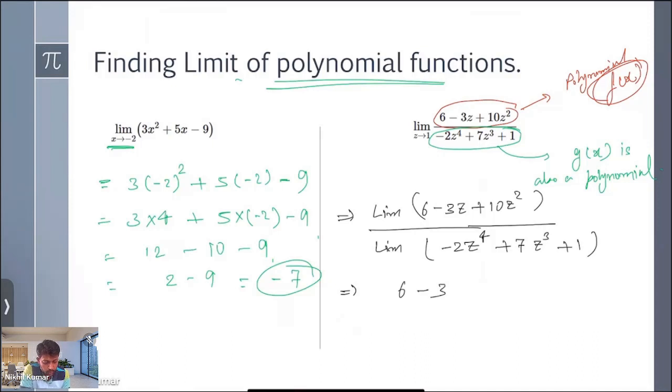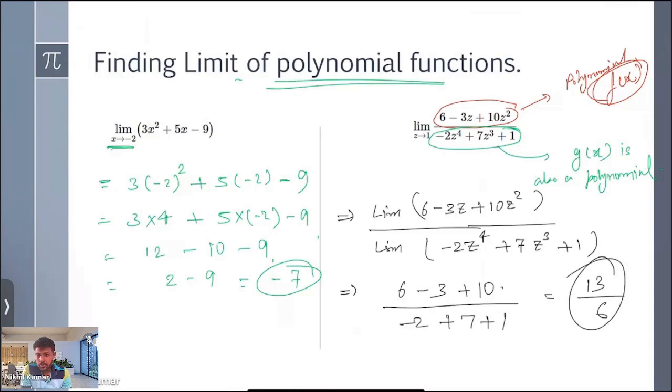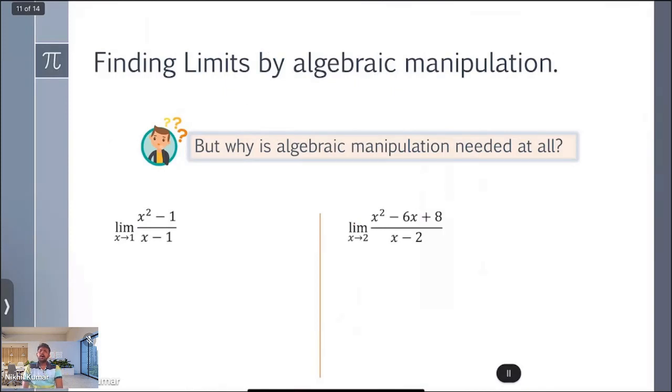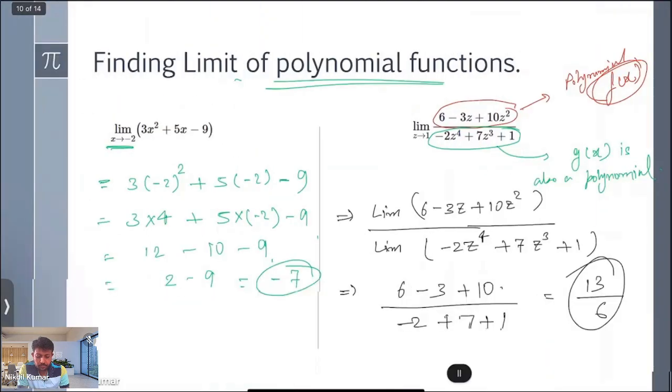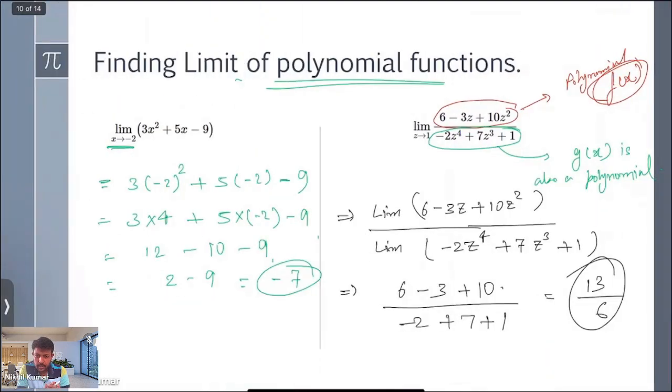6 minus 3 into 1 is 3 plus 10. This is in the numerator. In the denominator, we have minus 2 plus 7 plus 1. What do we get? 16 minus 3, that's 13. And here we have 8 minus 2, 6. So 13 upon 6 is the answer. Okay, so that is it. So 13 upon 6 is the answer.